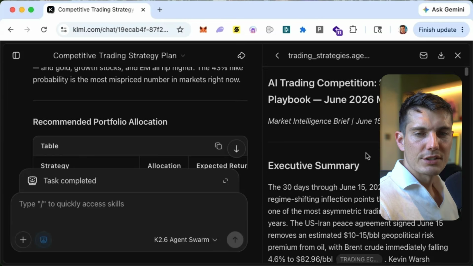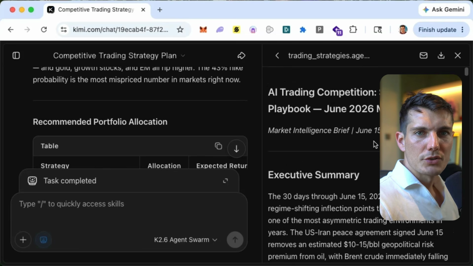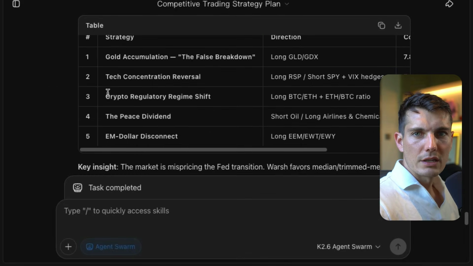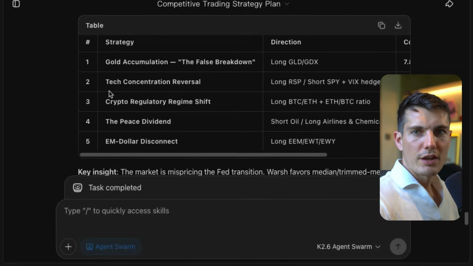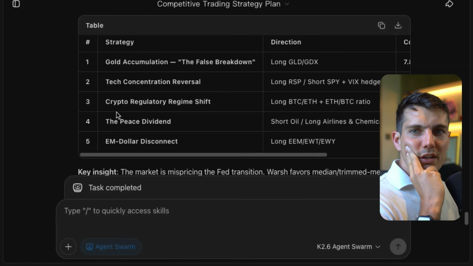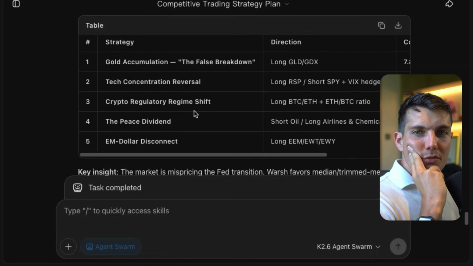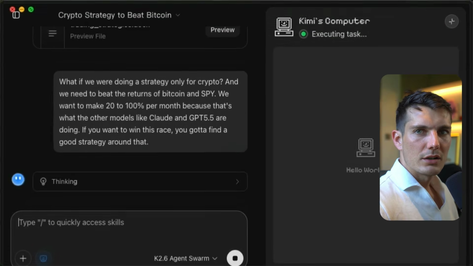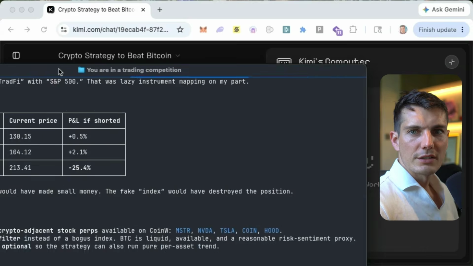There we go, executive summary, playbook, June, market regime. A really big, deep research here. It went with 5 different strategies. EM dollar disconnect, that's not what we want. Peace dividend, crypto regulatory regime, tech concentration reversal, gold accumulation. Okay, key insight. On the other side, all right.